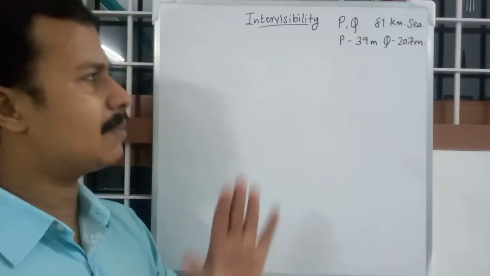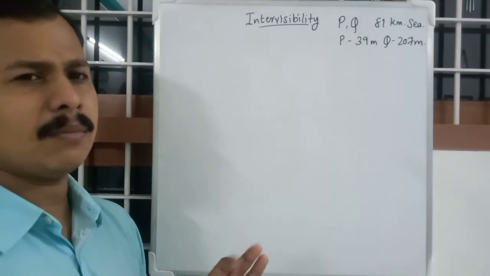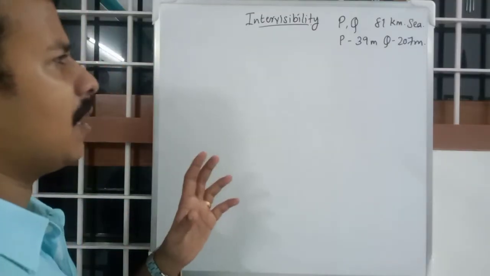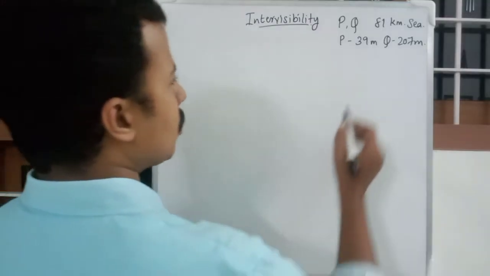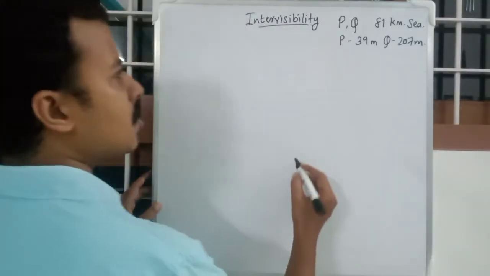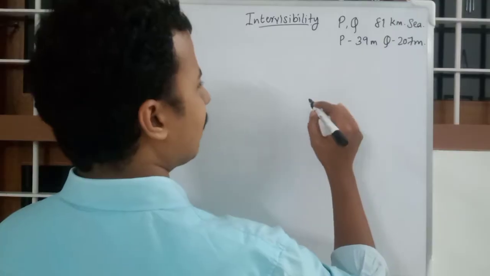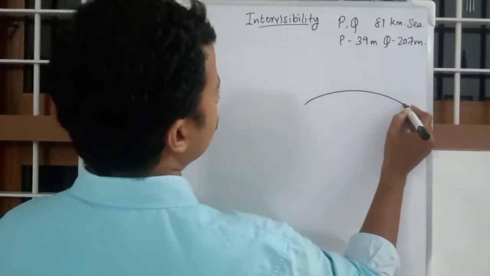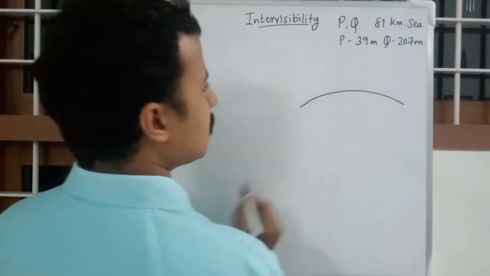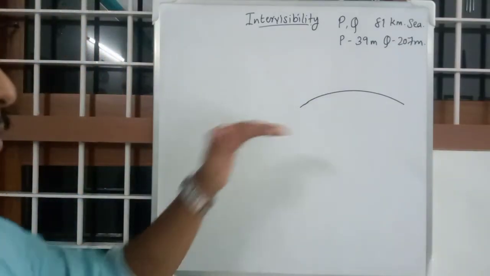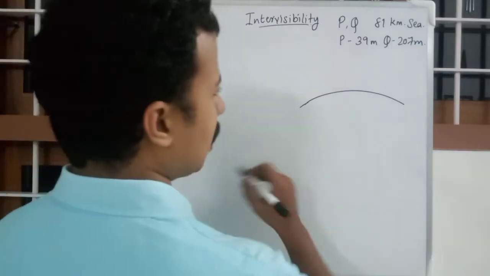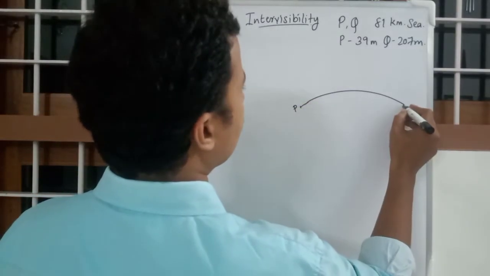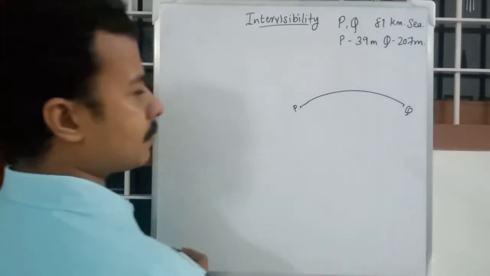It's just a very simple, basic calculation, but you have to pay attention to get it. Otherwise it will be a little difficult as we move forward. So in intervisibility problems we are dealing with geodetic surveying, so we are drawing the surface like this. A curved surface, not a plane surface, and we are marking P here and Q here.